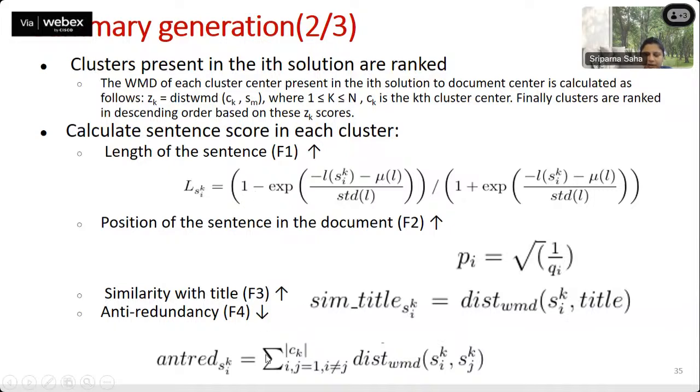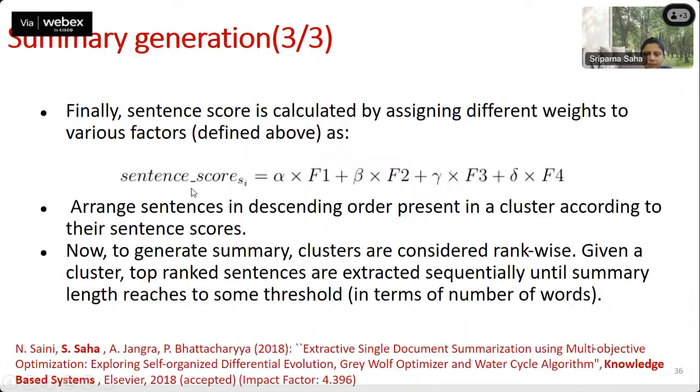So these four criteria: the first three have to be maximized, and the last criterion has to be minimized. Based on this, we are optimizing. There is a sentence score: alpha into f1 plus beta into f2 plus gamma into f3 plus delta into f4. So we are rearranging the sentences present in a cluster in descending order according to the sentence scores.